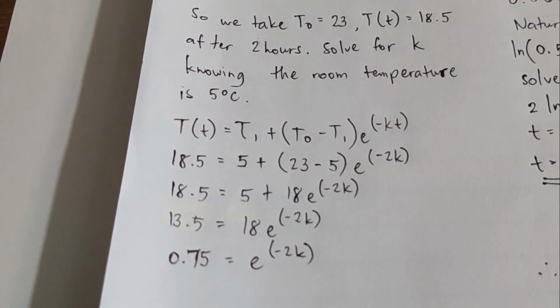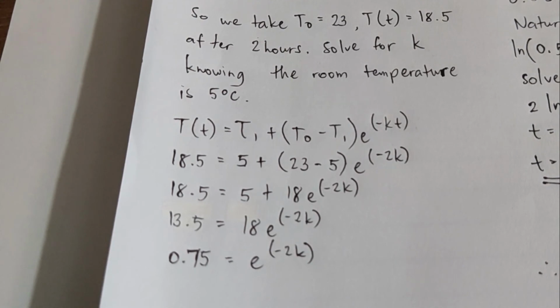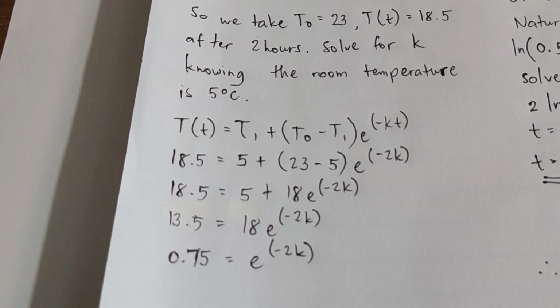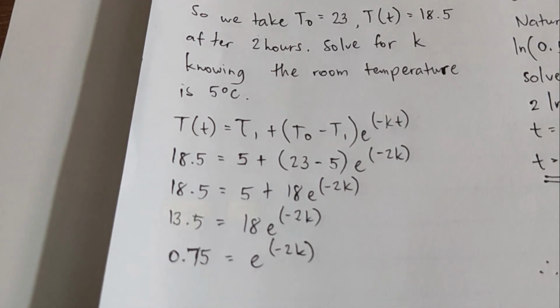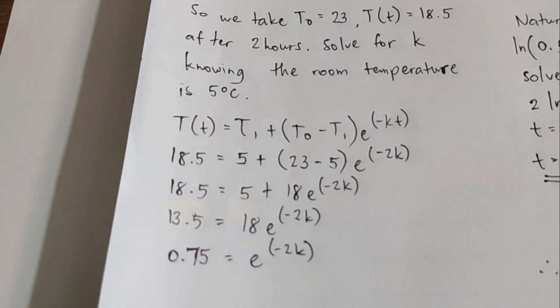Let's start. So we take T0 is equal to 23, T at time t is equal to 18.5 after 2 hours. Solve for k, knowing the room temperature is 5 degrees Celsius. Apply the given equation. 18.5 is equal to 5 plus 23 minus 5 times e raised to negative 2k. 18.5 is equal to 5 plus 18 times e raised to negative 2k. Transpose the 5. 13.5 is equal to 18 times e raised to negative 2k.